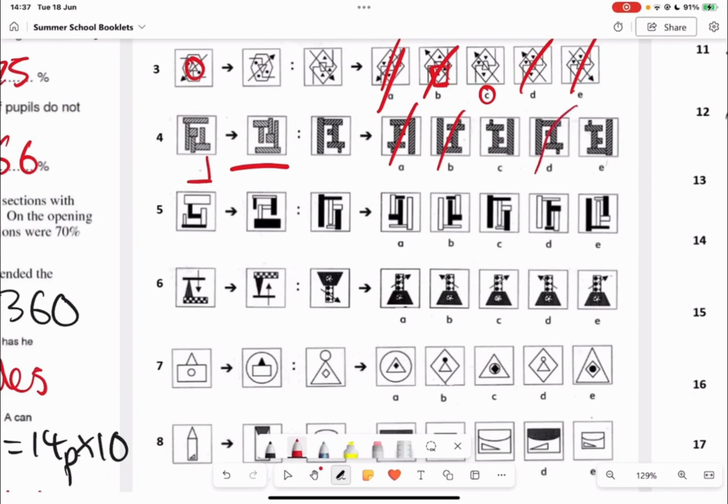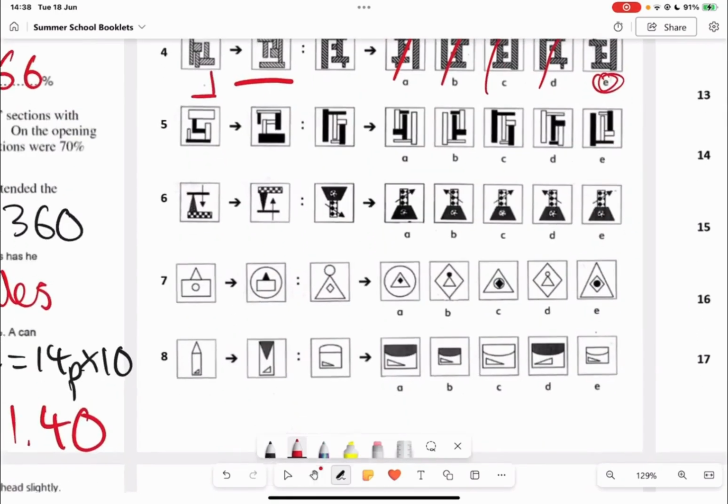So now we need to find the difference between C and E, and we can see that's the direction of the lines. So in our example, we can see that the direction of the line will be swapped. So that means that it will not be C, and the answer will be E.